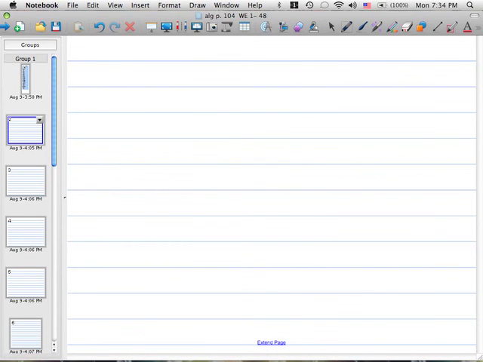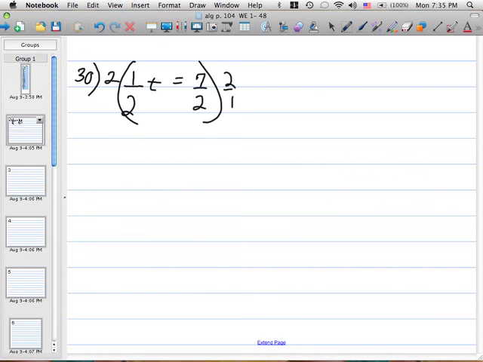The next set of problems, you want to change the mixed numbers into fractions before you start transforming. So number 30 is 1/2 t equals 3 1/2. We're going to change the 3 1/2 to 7/2. Multiply by the reciprocal of 1/2, which is 2. So those cancel. And we get t equals, the 2's here cancel, 7.